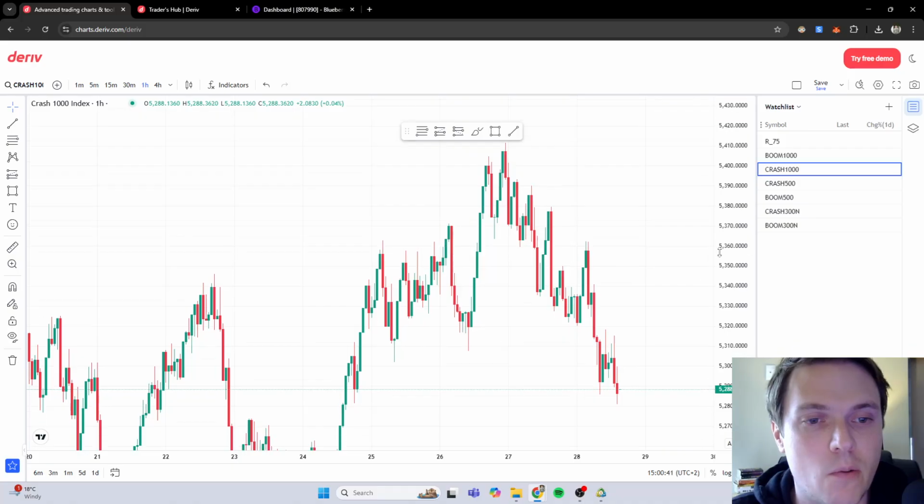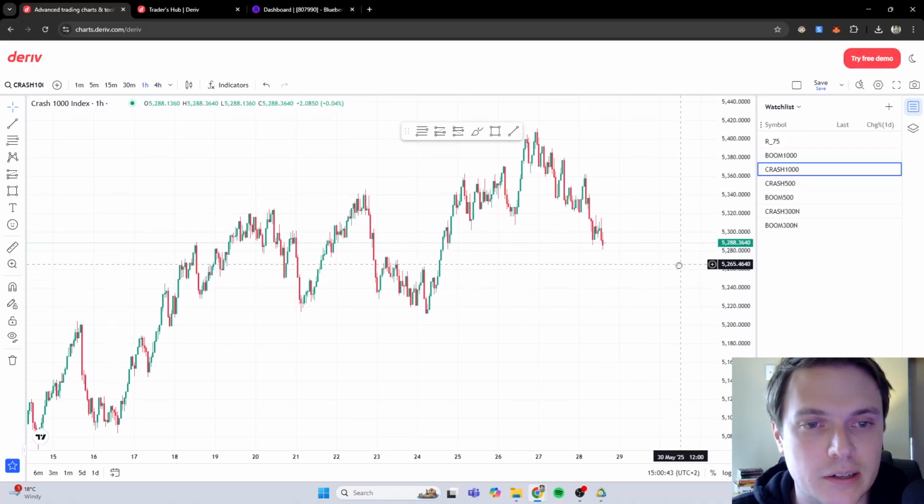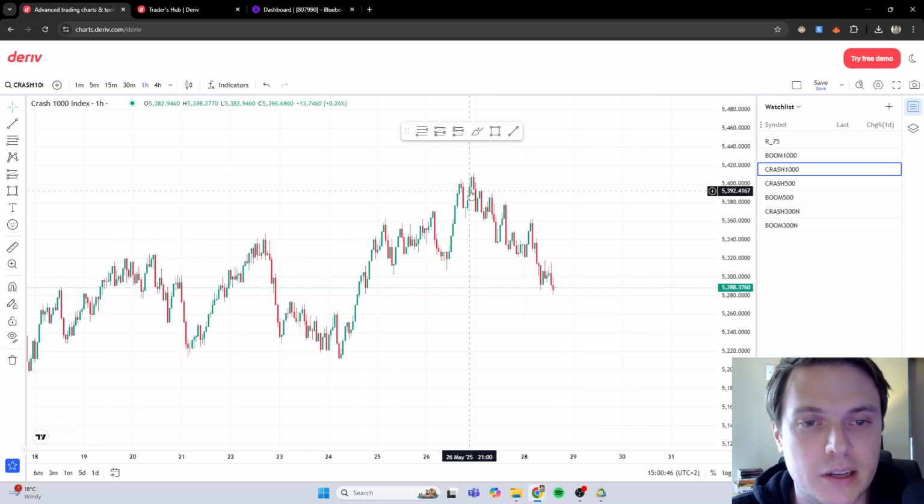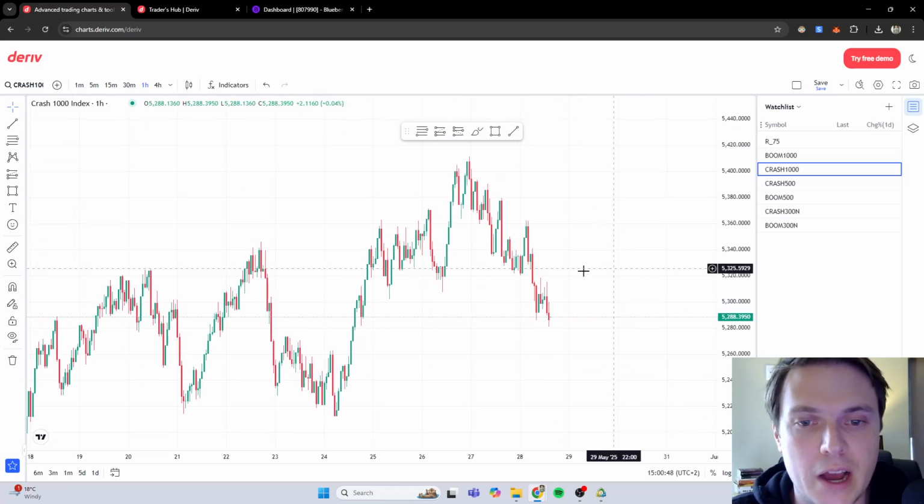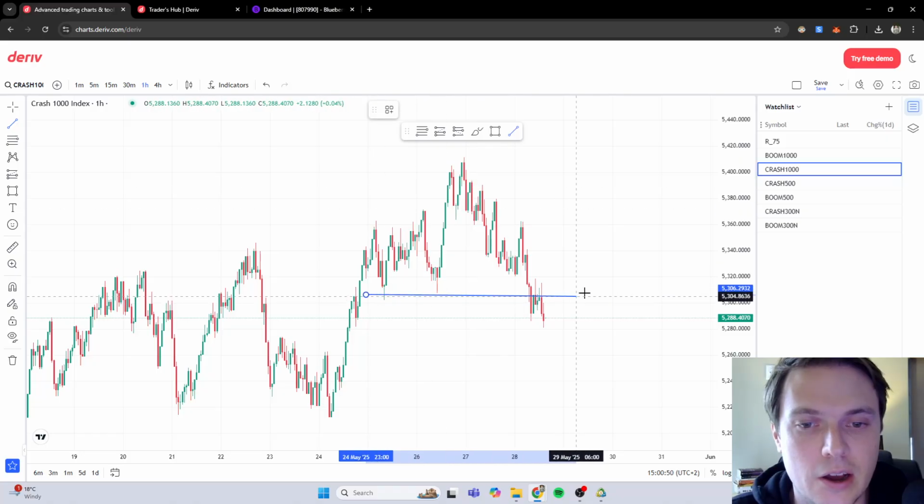Okay, Crash 1000. Let's quickly look at Crash 1000. We are moving into this type of bearish move now. It broke these lows over here.